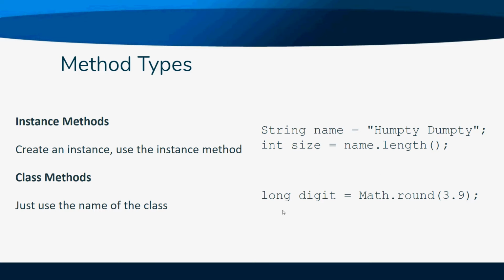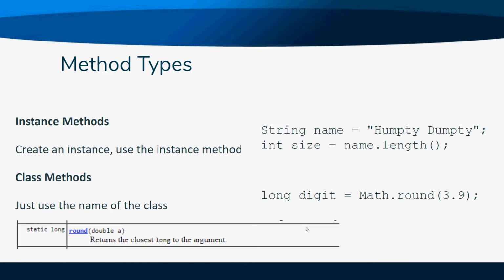But anyway, that's the return type, and we have to store whatever gets returned into something, and it's expecting some information. Now the reason it is a class method is because we don't have to instantiate it. We don't have to have a string something-something like we did up here. We can just say Math.round. Now let me show you how that looks in the documentation.